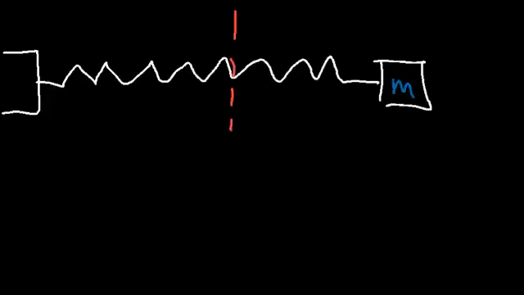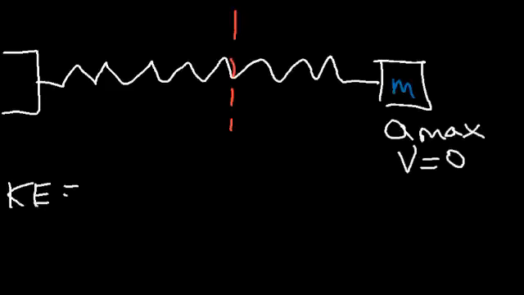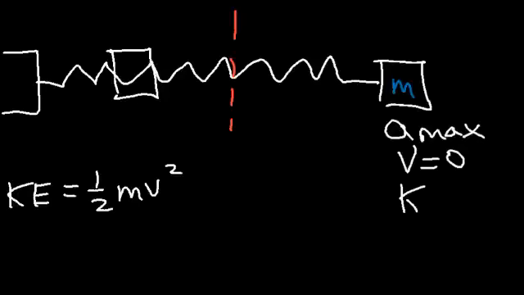When it's fully stretched and once you release it, the acceleration is at its maximum and the velocity is 0. The kinetic energy of any moving object is 1/2 mv squared. So the kinetic energy is dependent on the speed. So when it's fully stretched or fully compressed, let's say it's fully compressed at this position here, the kinetic energy is at a minimum because the velocity is 0. So KE is going to equal 0 when it's fully stretched or compressed.